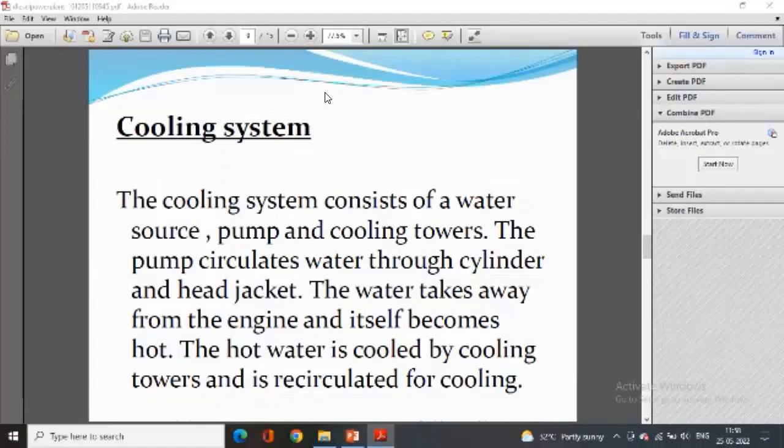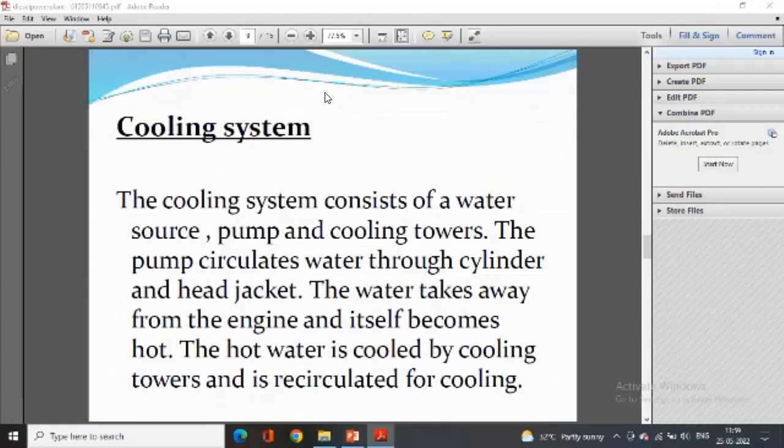In cooling system, the water source is either a river, lake, or any underground water source. Then the pump is used for pumping the water from the water source to the diesel engine. And in the cooling tower, the hot water is passed through the cooling tower to cool it down. The pump circulates the water through cylinders and head jackets.